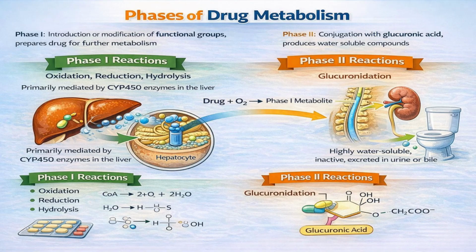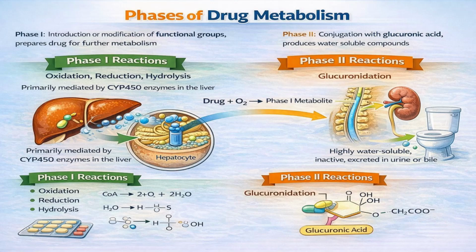Drug metabolism occurs in two main phases. Phase 1 reactions include oxidation, reduction, and hydrolysis. These reactions are primarily mediated by the cytochrome P450 enzyme system in the liver. Phase 1 metabolism often produces metabolites that may remain pharmacologically active or in some cases become toxic. Rather than making drugs fully water-soluble, Phase 1 reactions usually prepare them for further modification.